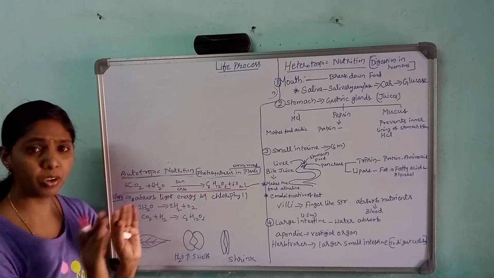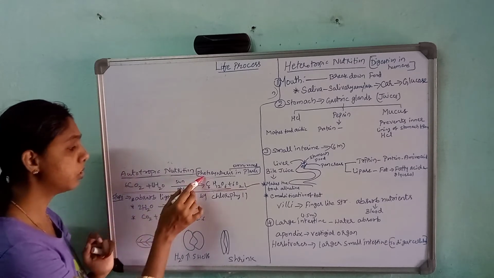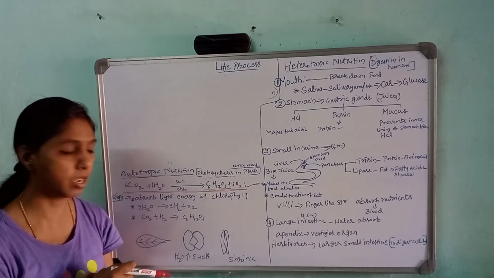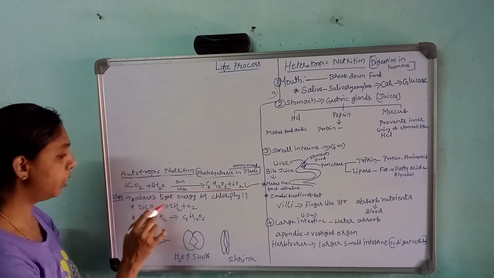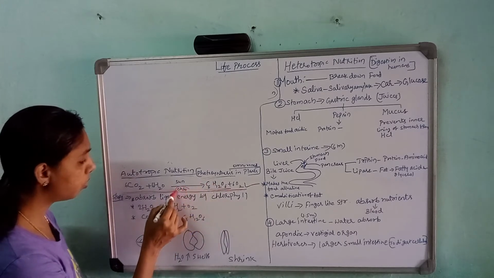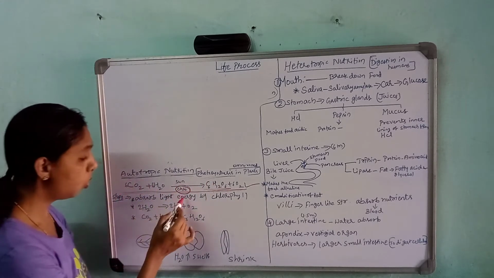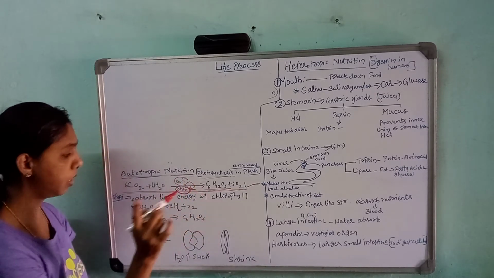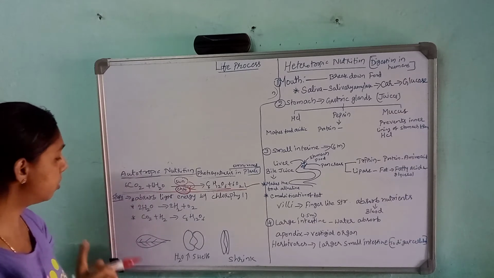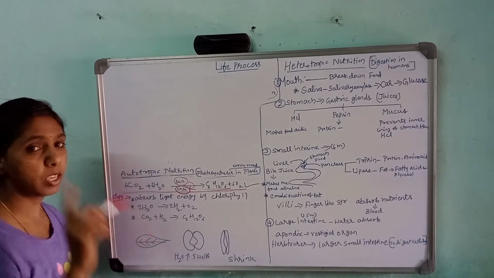It does not prepare the food in one step. There are three steps in photosynthesis. In the first step, chlorophyll absorbs the light energy. You have to remember this. In the first step, light energy is absorbed by chlorophyll.